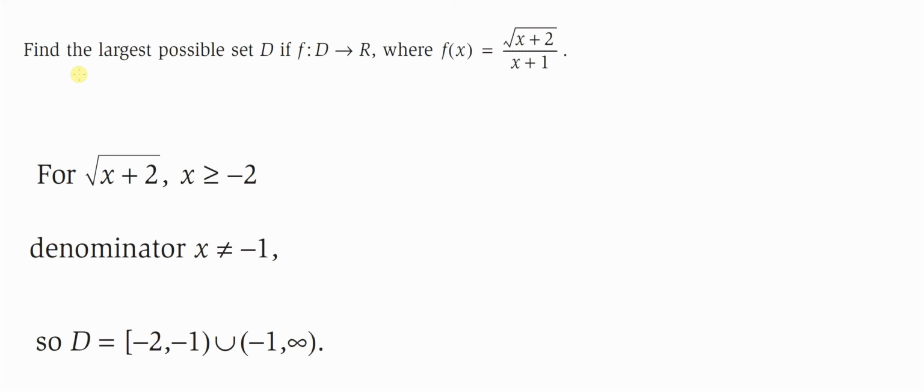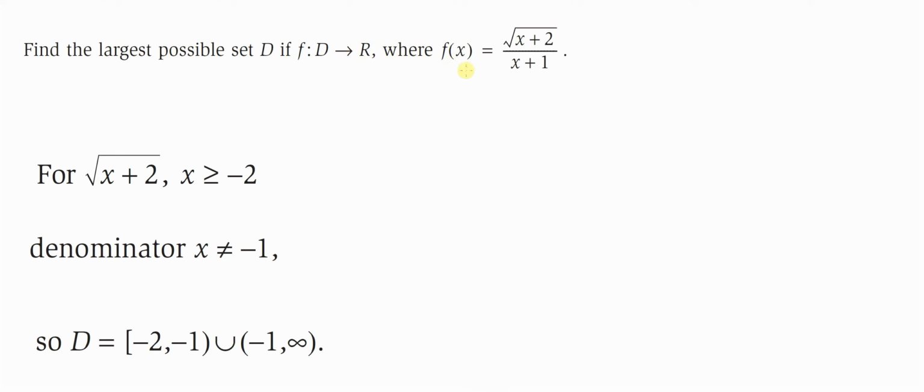Here we have question 8 from chapter 2.1, and this question is in function notation. We're trying to find the largest possible set here. We can see that we've got D, the domain, that maps to R. This probably means that the domain maps to any real number. This is different to the range, by the way.